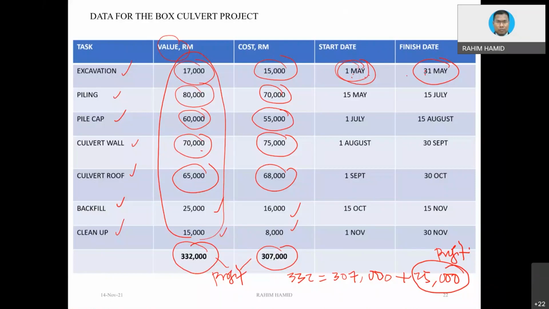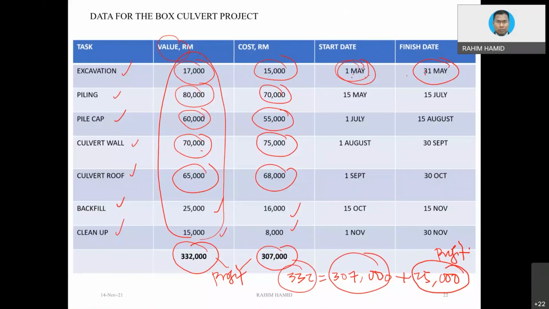Once you already have the value, and you already have the cost, profit is just a matter of subtracting the cost from the value. That would be the profit. Okay, so this is the data. What do you have to do with the data?